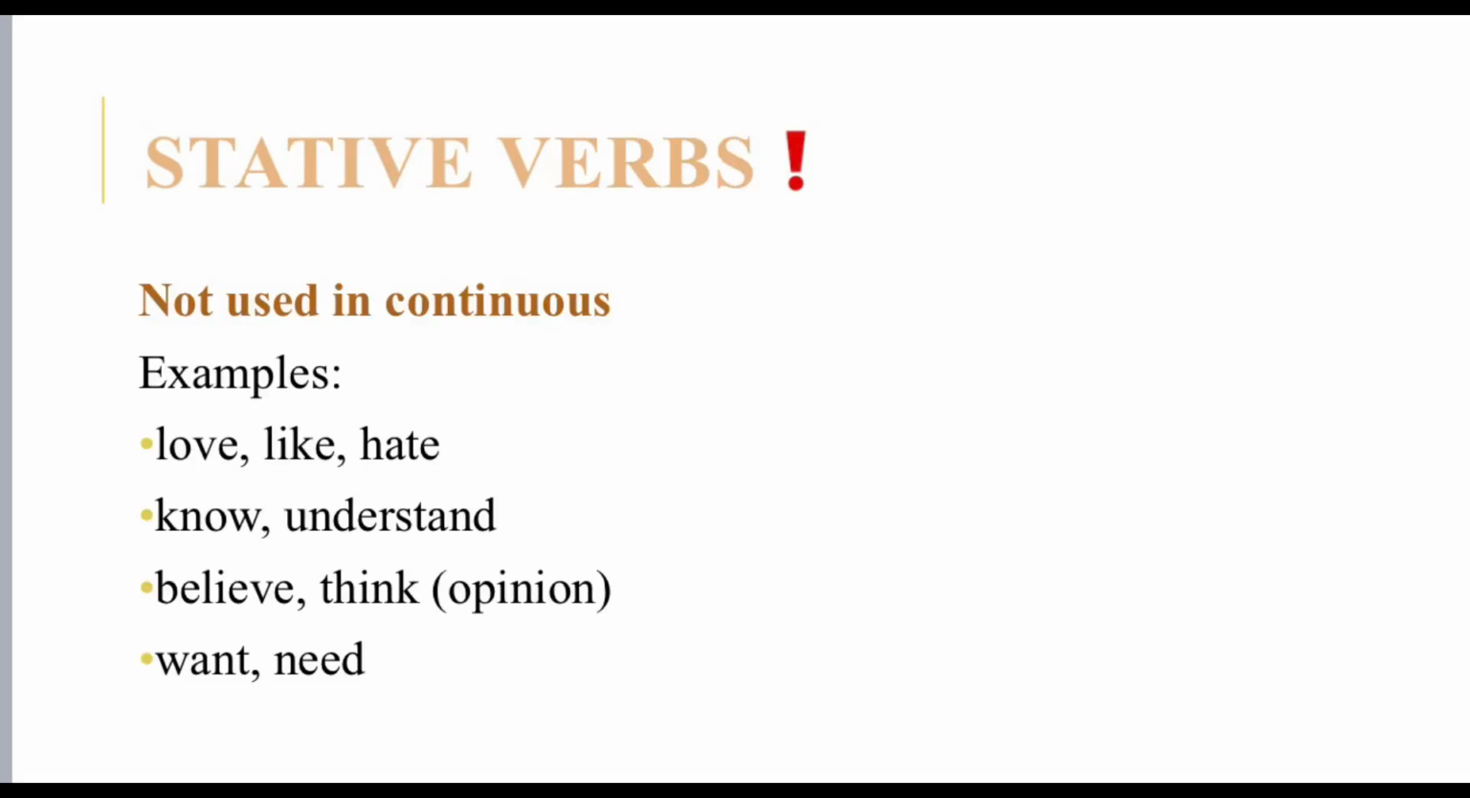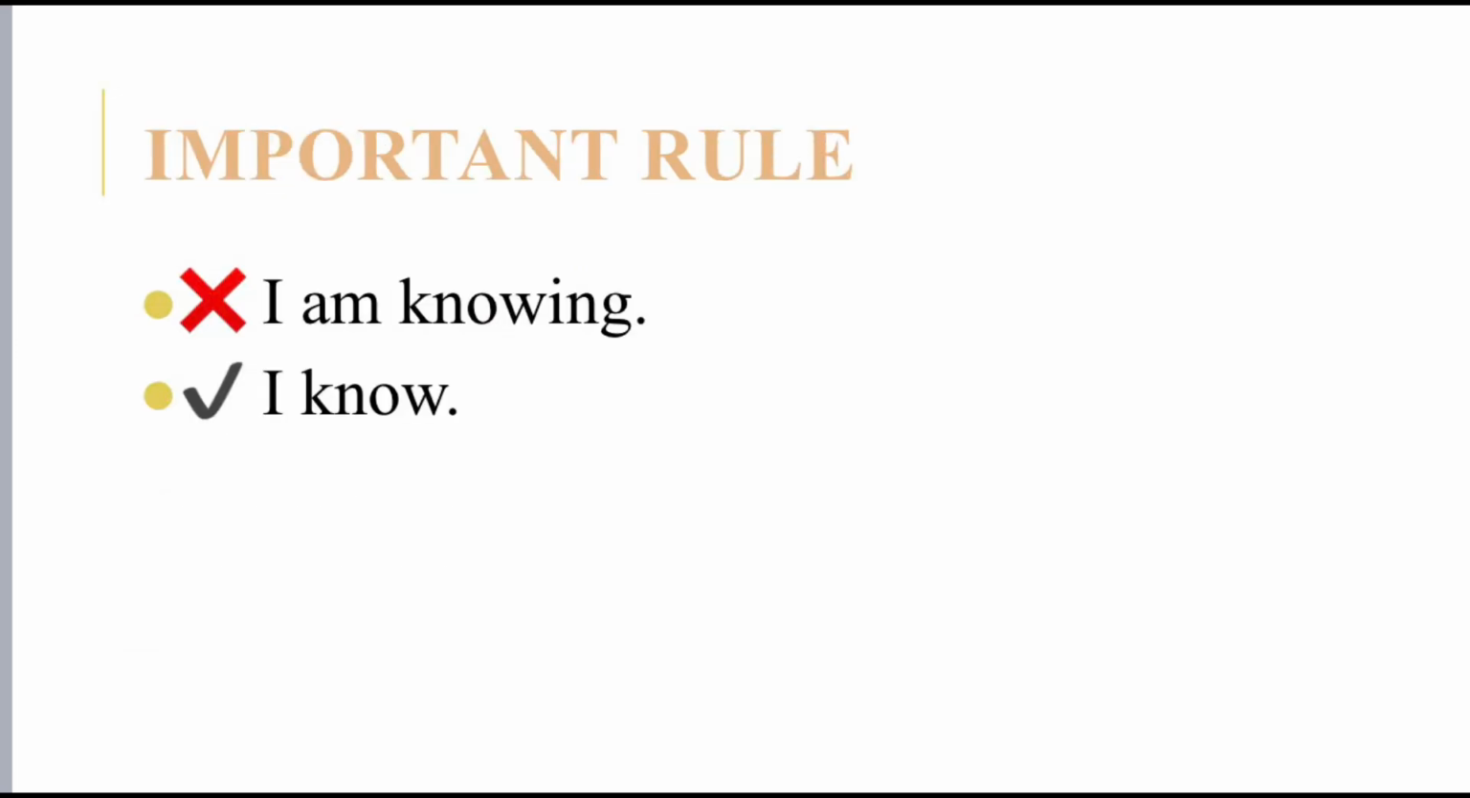Now we have an important rule. Some verbs are called stative verbs. These verbs describe feelings, thoughts, or states. For example, love, like, hate, know, understand, believe, think, for an opinion, want, need. We do not use them in continuous form. For example, I am knowing the answer is wrong. I know the answer is right. This is a very common mistake, so be careful.